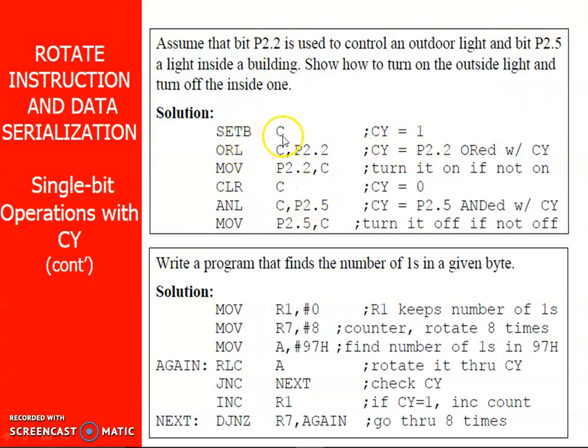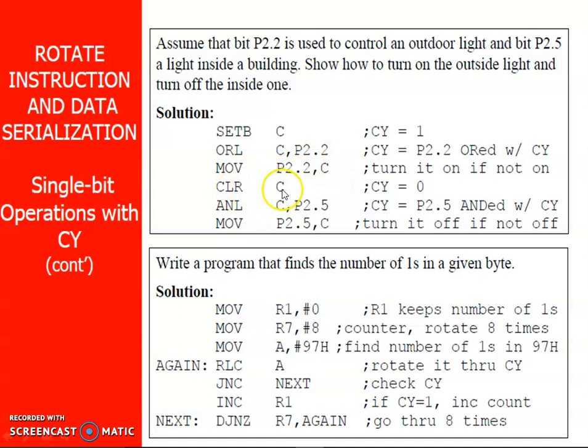SETB C, so initially carry is 1. ORL C with P2.2. Whatever the value of the P2.2 bit may be, it will be set now because C is already 1. 1 ORed with either 0 or 1, the result will be 1. Next, MOV P2.2, C. Turn it on if not on. It means the content is moved from carry to this bit.